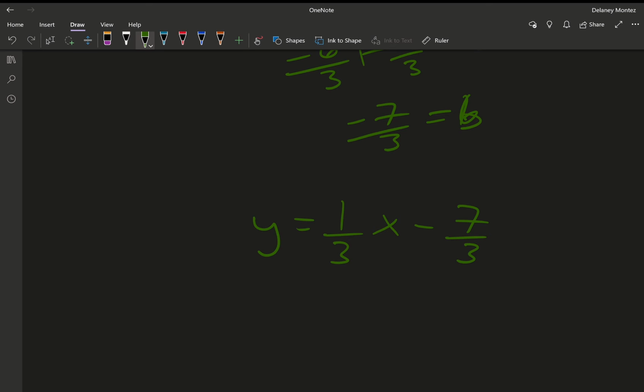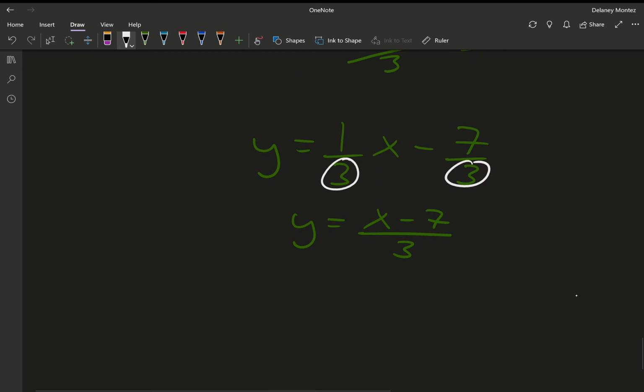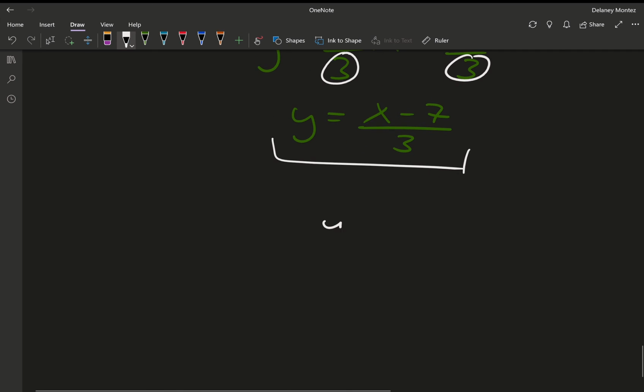So let's see, what looks nice? Well, let's combine it. Since this is a 3, this is 3, it's going to be x minus 7 over 3, right? Because these two bases here are the same. The space here isn't the same, so you can just combine it and get this. So we have y equals x minus 7 over 3.